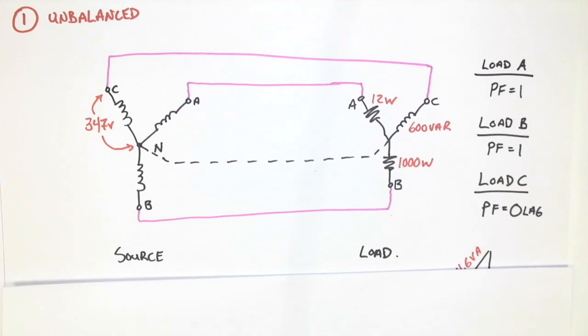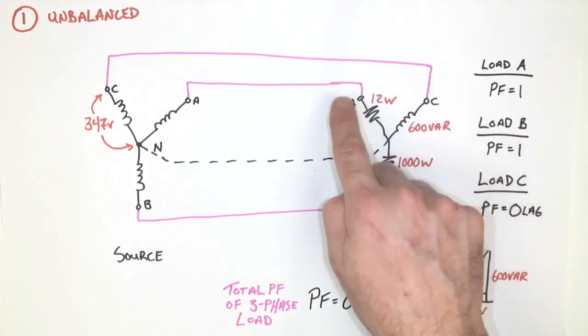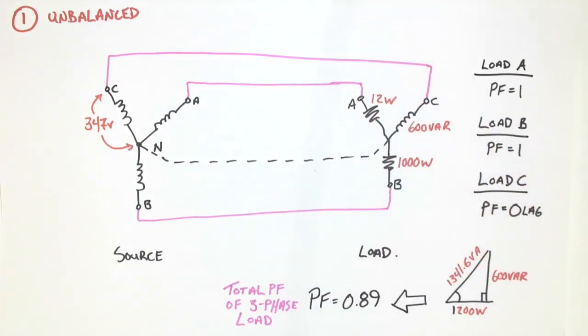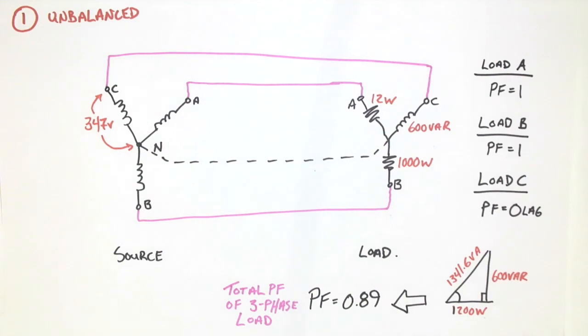If we were then to calculate the entire value, well, we would take these numbers, we'd place them into a power triangle, 1200 watts of power, 600 var of reactive power, and we calculate the hypotenuse using Pythagoras. We get 1341.6 VA. Now we can also determine what the power factor is of this entire arrangement of 3 individual single-phase loads together in 3-phase. The total power factor of these loads here then ends up being 0.89.